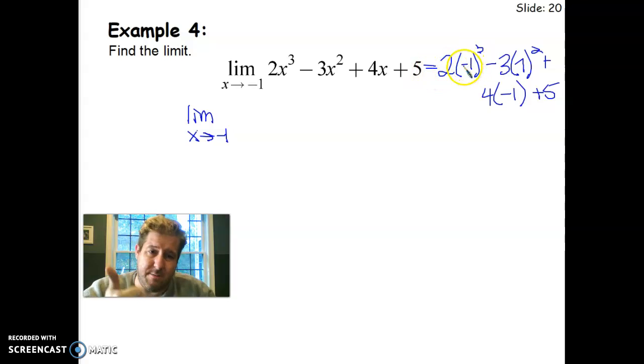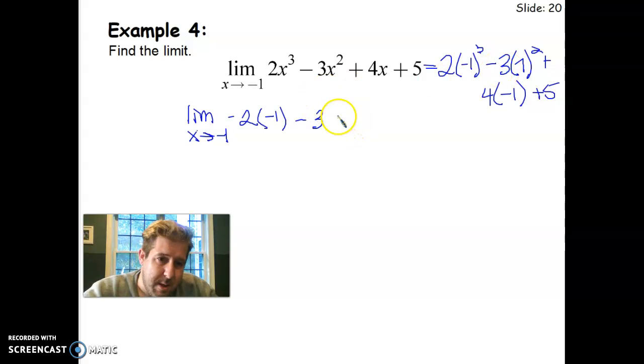Exponents first. Negative 1 times negative 1 is 1, times negative 1 is negative 1. So that becomes 2 times negative 1. So negative 1 squared is 1. 1 times negative 3 is negative 3. Okay, so that works. Plus 4 times negative 1 is negative 4, and then the plus 5 at the end. Solve that. I get 2.